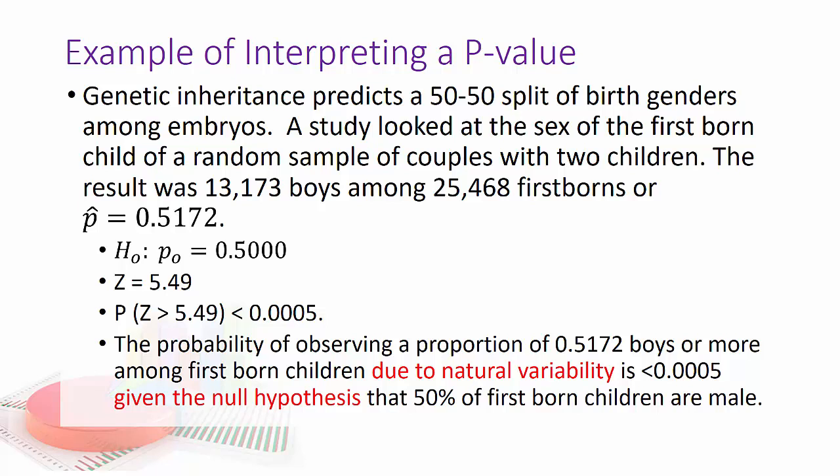Well, our null is that p-naught is 0.5000. I'm just putting the same number of significant digits as my p-hat. My alternative is that it's more than that, okay? So you can actually go ahead and calculate a z-value. And when I do, I find it's 5.49, that's a really high z-value.